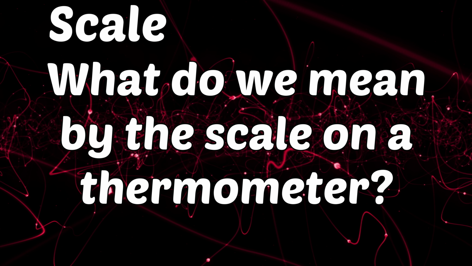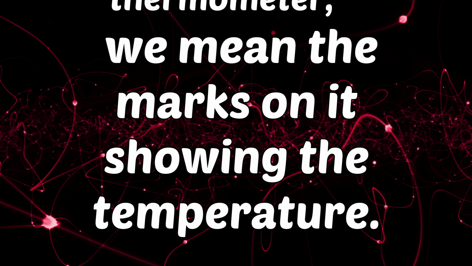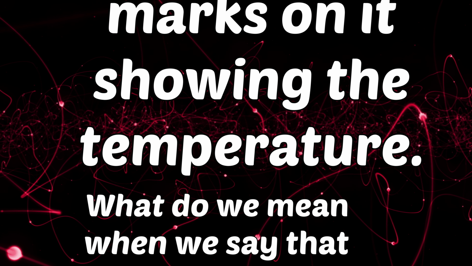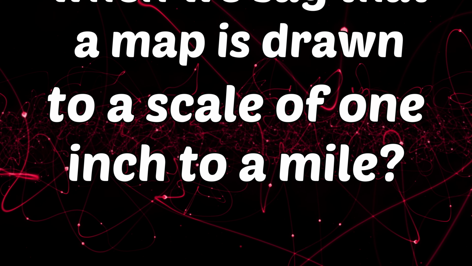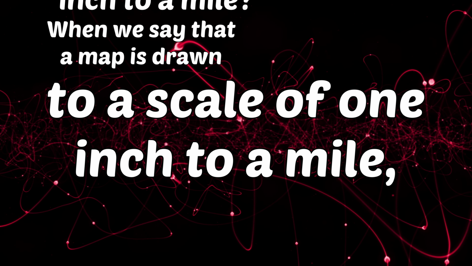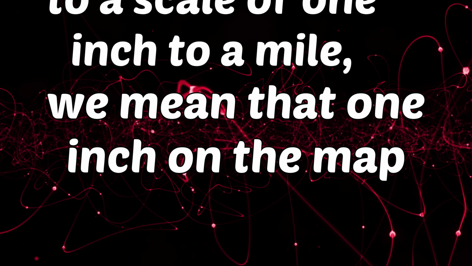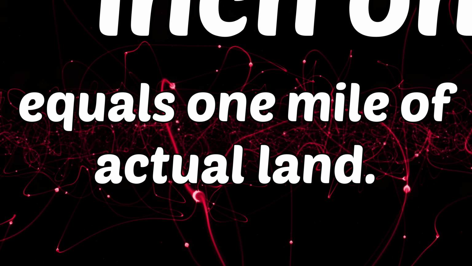Scale. What do we mean by the scale on a thermometer? By the scale on a thermometer, we mean the marks on it showing the temperature. What do we mean when we say that a map is drawn to a scale of 1 inch to a mile? When we say that a map is drawn to a scale of 1 inch to a mile, we mean that 1 inch on the map equals 1 mile of actual land.